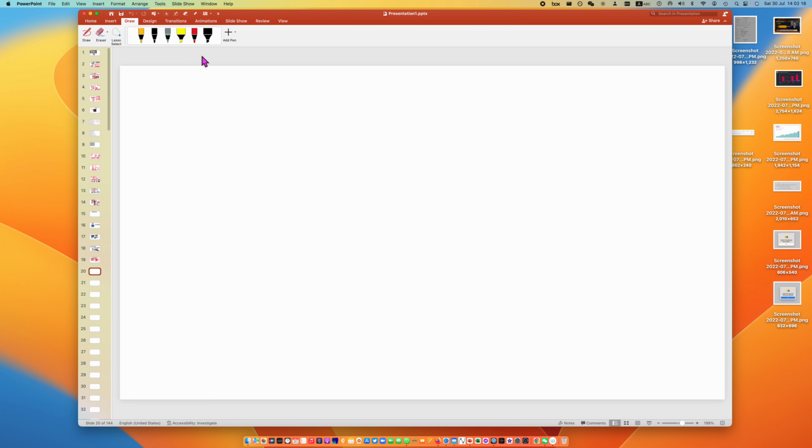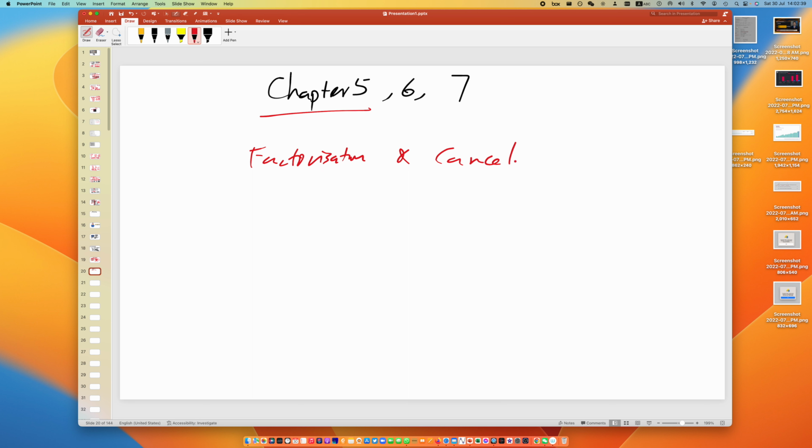So for chapter 5, 6 and 7, these are the three chapters you'll be tested on in your upcoming test. For chapter 5, you just have to remember it's about factorization and then cancellation. These are the two main concepts, factorization and cancellation.